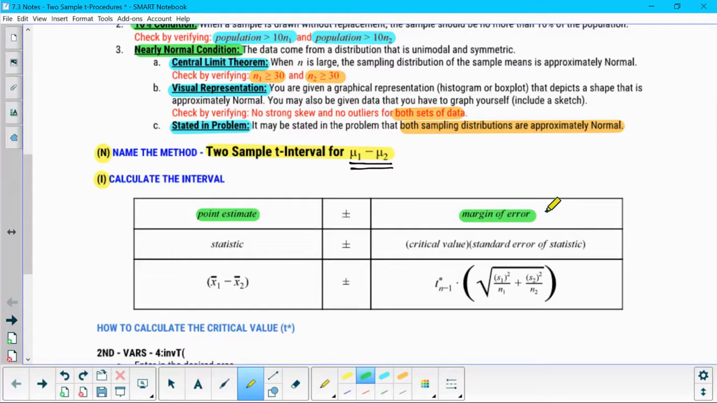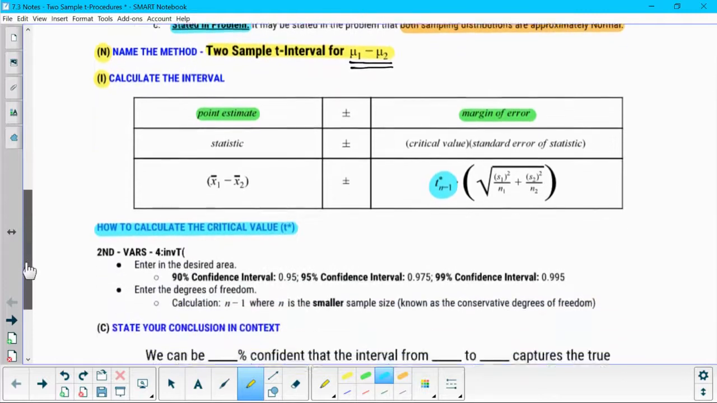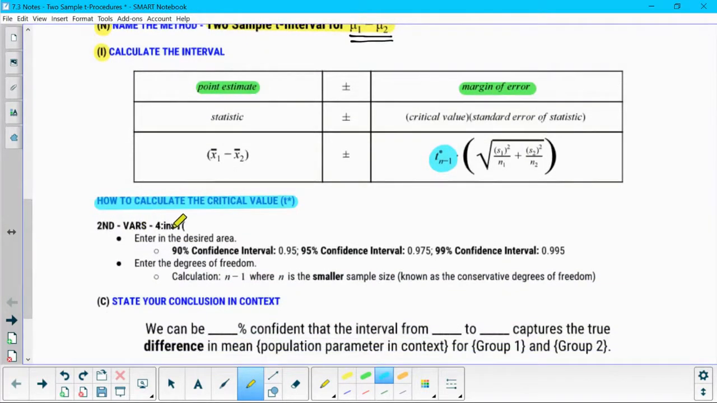Now remember, anytime I'm doing a confidence interval, I'm taking a point estimate plus or minus a margin of error. Now, in this instance, our point estimate is sample mean 1 minus sample mean 2, plus or minus t star. We are going to get it in the same way we did for one sample t intervals, basically second bars, number 4. Enter in the desired area based on your confidence interval. I included the 3 most popular ones, and you're going to enter in a degree of freedom. Now, degrees of freedom is calculated a little bit differently here because we can't always guarantee that you're going to have the same sample size in group 1 and in group 2.